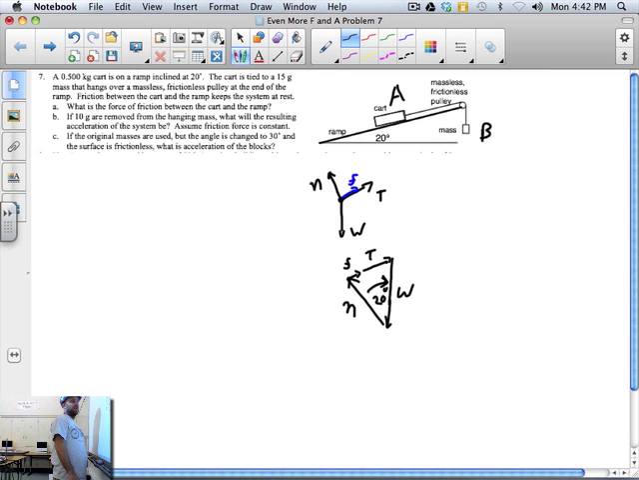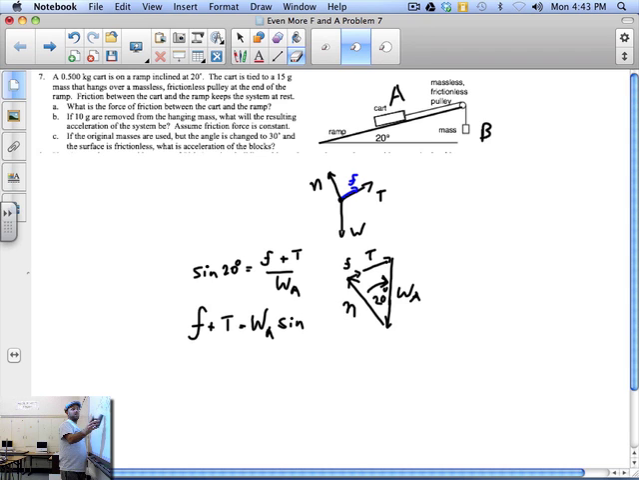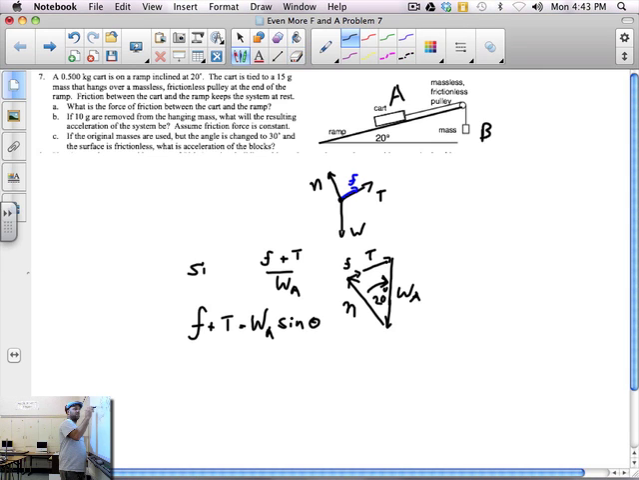So if the system's in equilibrium, this is weight of object A, then sine 20 degrees is going to be equal to friction plus tension over the weight of object A, right? And so friction plus tension has to equal the weight of object A times sine 20 degrees. Now, I prefer to solve these problems with angle theta, so that if you give me any angle, I could just solve it. So this is for any angle, not just a 20-degree angle.